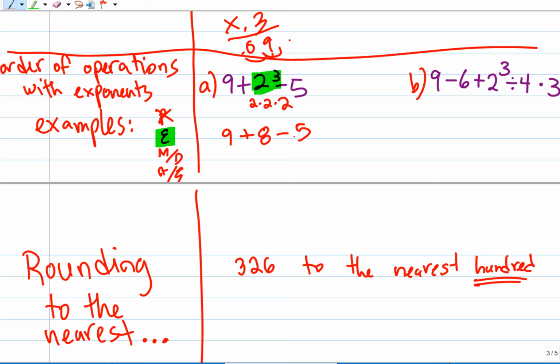The only thing left is adding and subtracting. They are grouped together, so we look at all the adding and subtracting together. How do I know what to do first? From left to right. Just happens this time that we do the adding first, but that will not always be the case. We do what comes first from left to right. So from left to right, we have 9 plus 8 would be 17. And then 17 minus 5 would be 12.